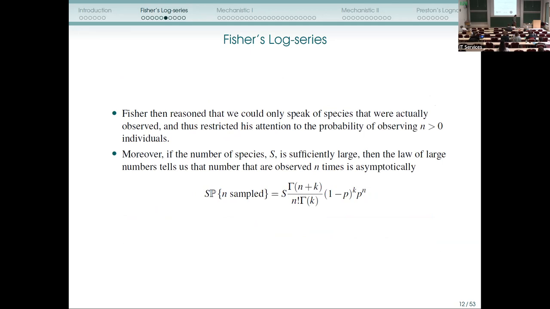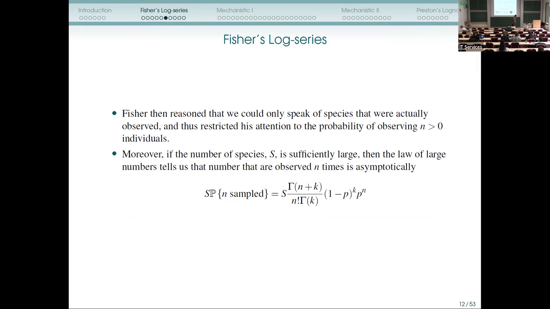Okay, so now Fisher's got a model. It's what I would call a phenomenological model, or maybe a semi-mechanistic model. He's not just pulling his favorite curve out of the air. He's starting out from reasoning to choose a model that he thinks is appropriate for the biology, but actually not really getting into the details of the biology.